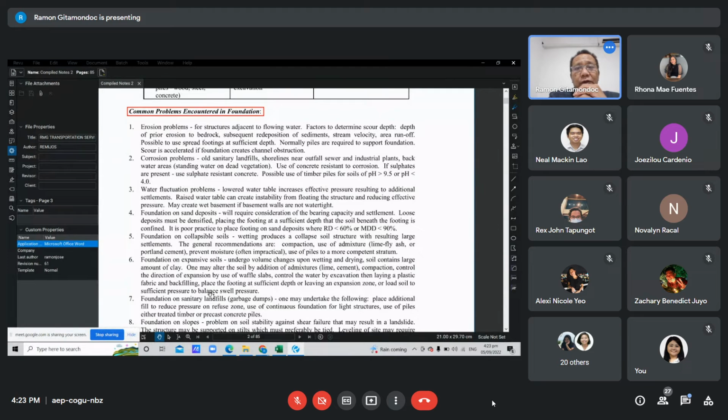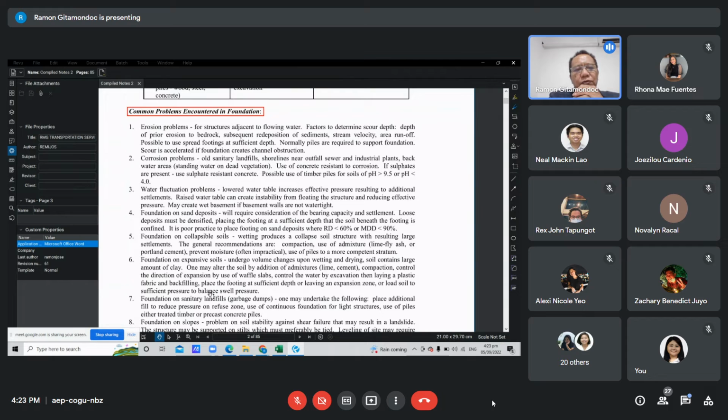We need also to consider stream velocity. If you put a pillar in between, or at the middle portion of the river, for example, then it will cause obstruction in your river channel, and that could increase or accelerate the flow of the water, resulting into faster scouring.